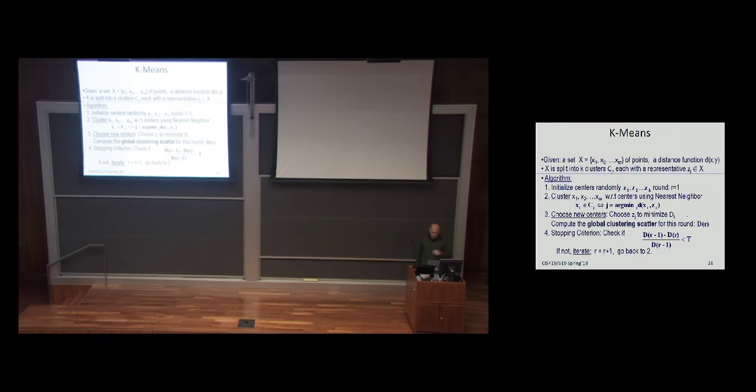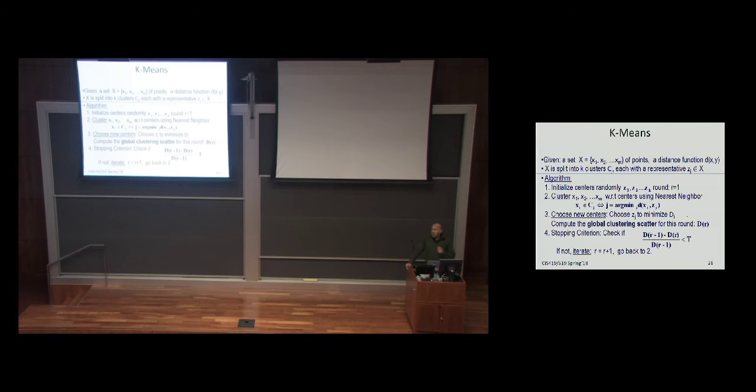Step one, we initialize the centers randomly. This is something that you can play with in your homework to see what happens with different initializations, but we initialize it randomly, so K centers. We cluster the points. How do we cluster the points? Each point chooses its closest representative, and that's how we have this joint clustering.